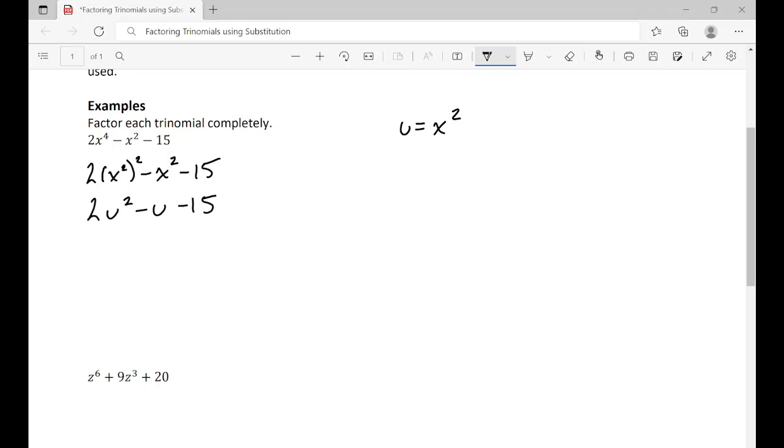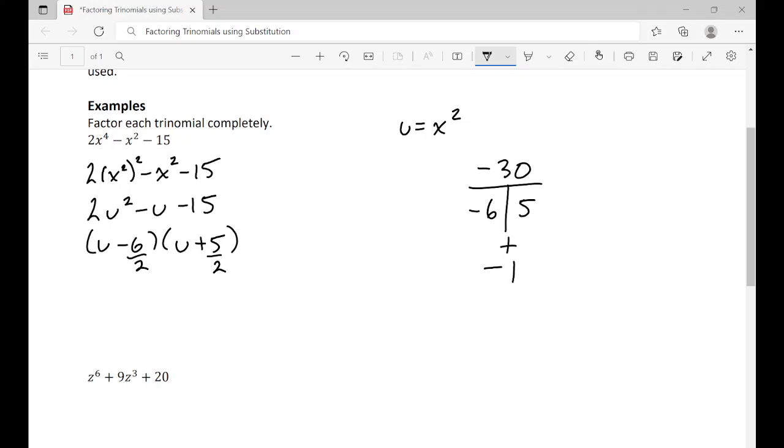So 2 times negative 15 is negative 30. What times what will add together to give us negative 1? This is going to be negative 6 and positive 5. So our factored form, our setup, is going to be u minus 6, u plus 5. And since 2 is here, we're going to divide both of our factors by 2 and simplify. So we're going to get u minus 3, and 5 over 2 cannot reduce, so we'll just take the 2 and shove it in front.